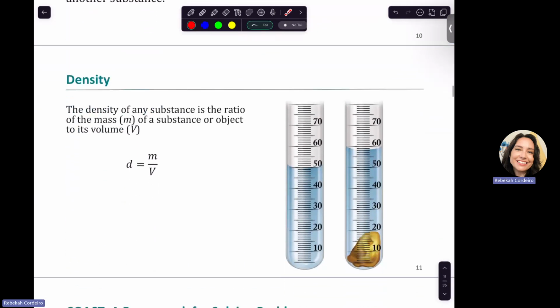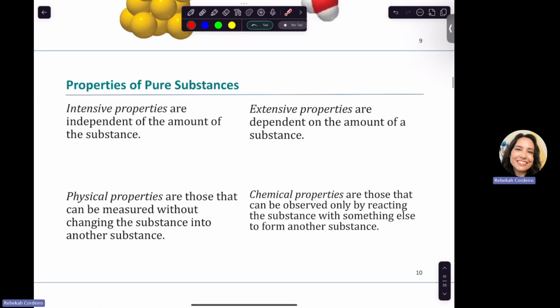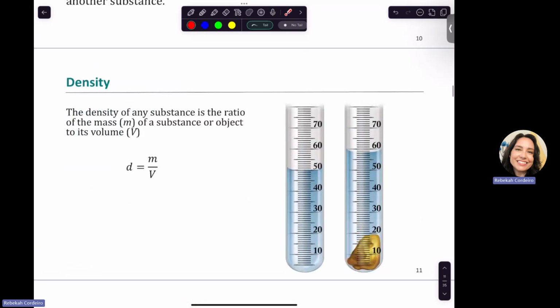Density is an intensive physical property. So we can test the density of this gold nugget, for example, without changing it. We just need to know its mass and its volume. Both of these things are physical properties we can measure, and it doesn't matter how much you have for the density. This ratio will stay the same. So if you increase the mass, you increase the volume, and the density would go up the same amount. So density is an intensive property.